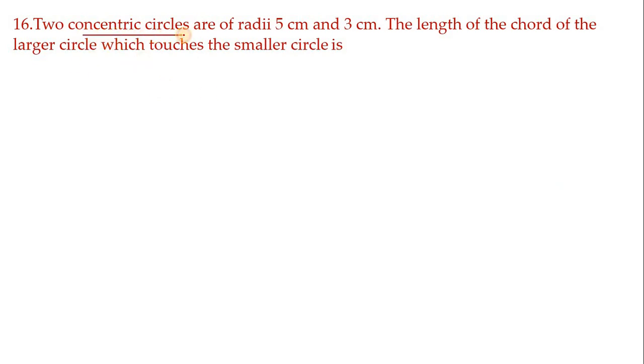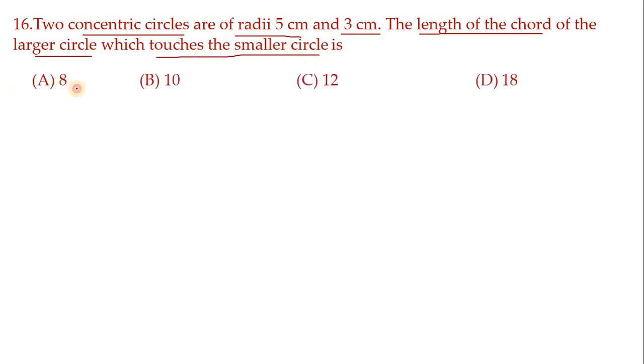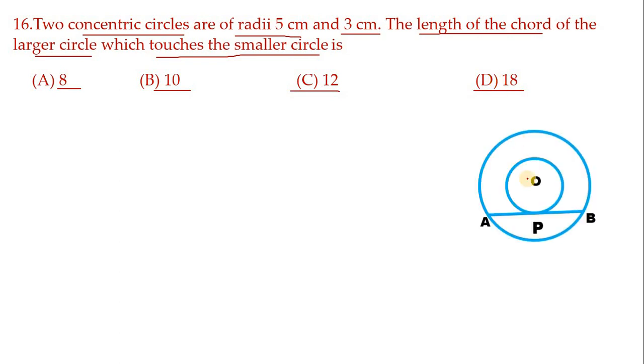Two concentric circles are of radii 5 cm and 3 cm. The length of the chord of the larger circle which touches the smaller circle is 8, 10, 12 and 18. So the figure is not given, children. So you have to draw a suitable figure. So let me take a figure here. See, I have taken concentric circles as I said earlier in this video. So concentric circles means circles which have the same center but different radii.